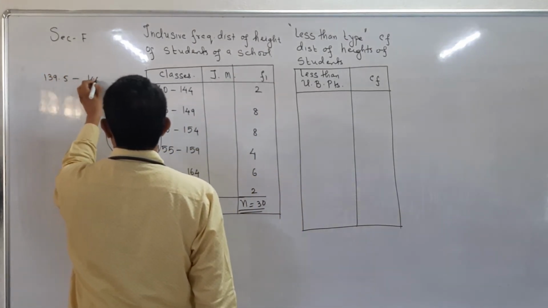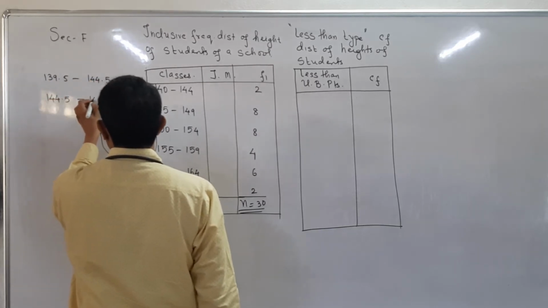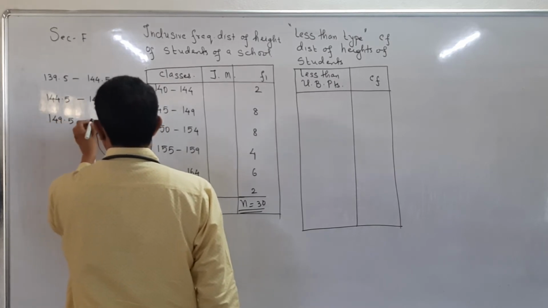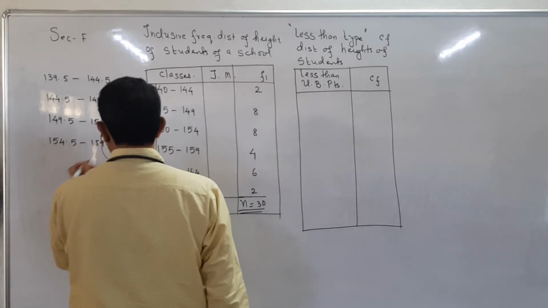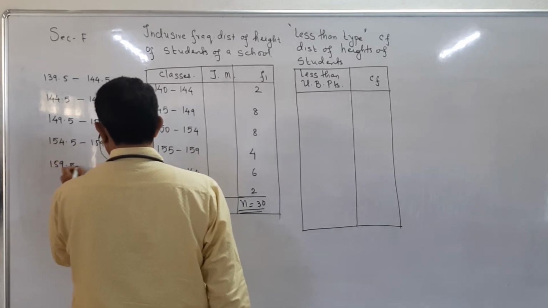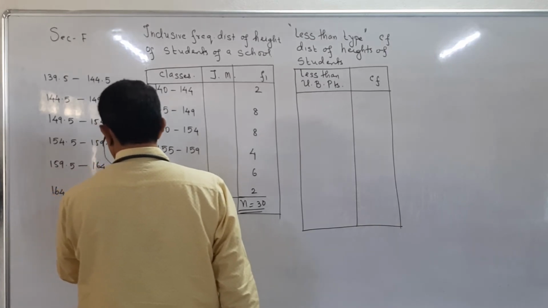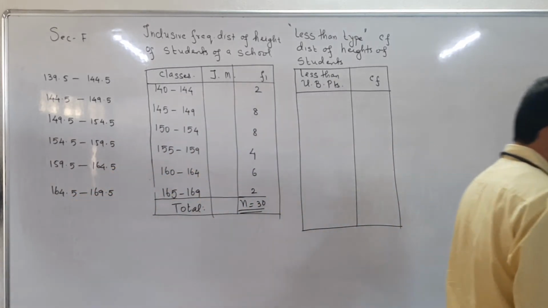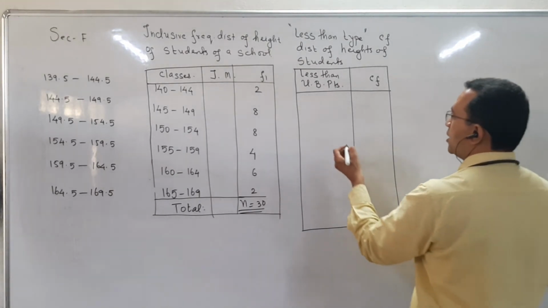The boundary points are 139.5 to 144.5, 144.5 to 149.5, 149.5 to 154.5, 154.5 to 159.5, 159.5 to 164.5, 164.5 to 169.5. Now students, in less than type we take upper boundary points, but we always start with the value before.